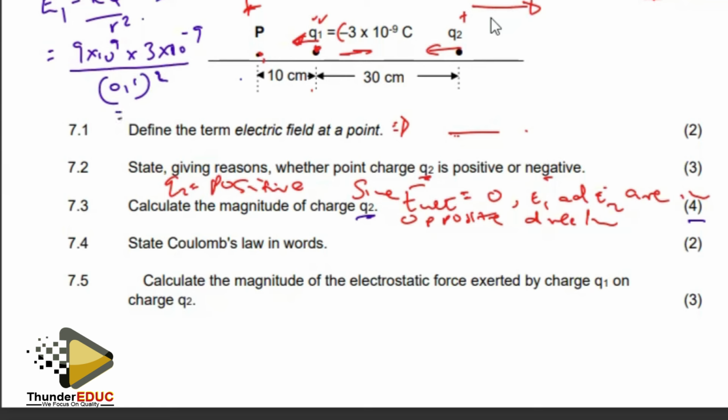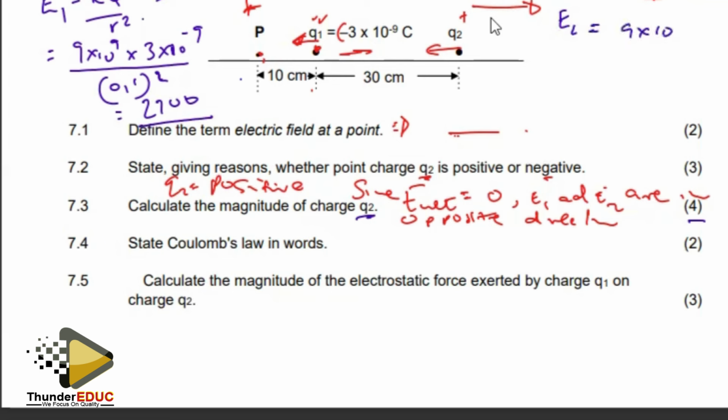Okay, let me simplify that. I'm having 9 times 10 to the 9. I'm multiplying this by 3 times 10 to the negative 9. This is over 0.1 squared. I'm getting 2.7. Okay, let me look at E2. E2 is going to be K, which is 9 times 10 to the 9, multiplied by Q2 over the distance. Now it's going to be 40 centimeters, which is now 0.4 squared.